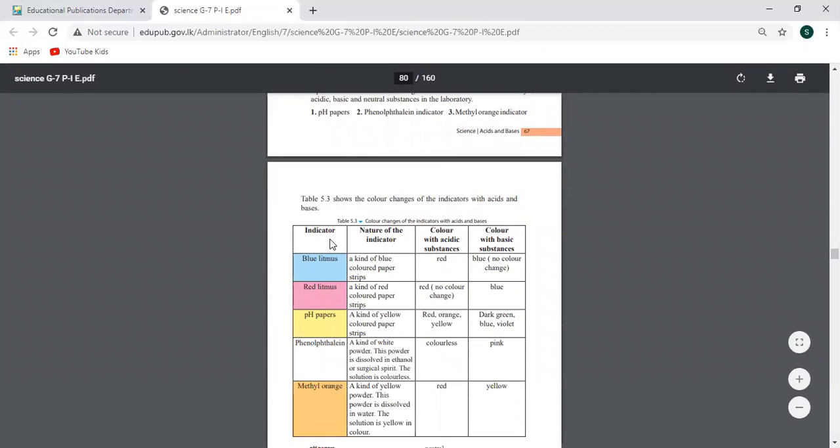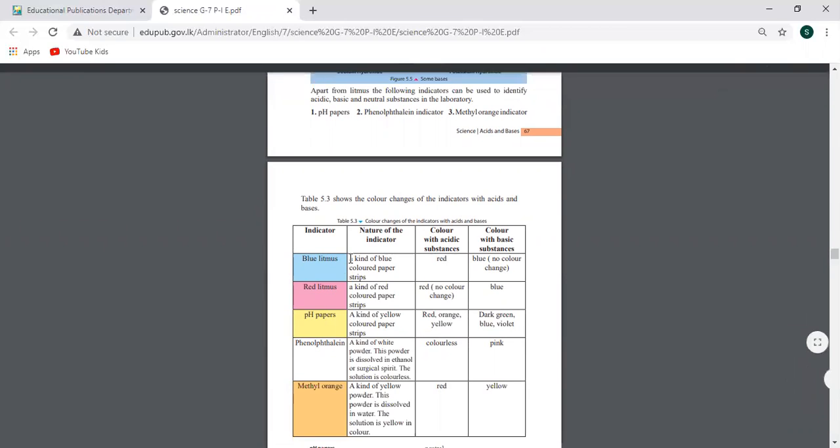And these are the colors. The indicator is the blue litmus, it's like a kind of blue colored paper strip. So if we have a blue litmus, the acid substance will turn red, and the basic substance will not change the color. And when we have a red litmus, acids will not change the color, but bases will change the color. The color will be blue.